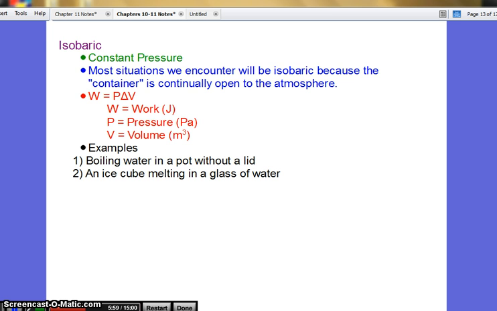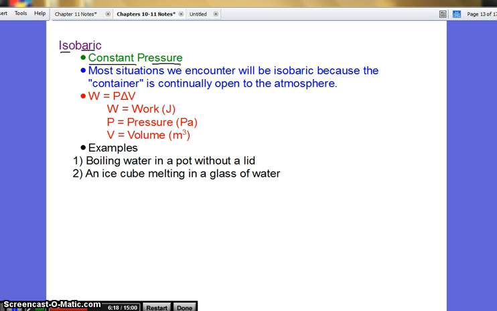The very last type of thermodynamic process is isobaric. So again, iso means constant. In this case, baric, like barometer, means pressure. Most situations we encounter will be isobaric because the container is open to the atmosphere during the entire time.